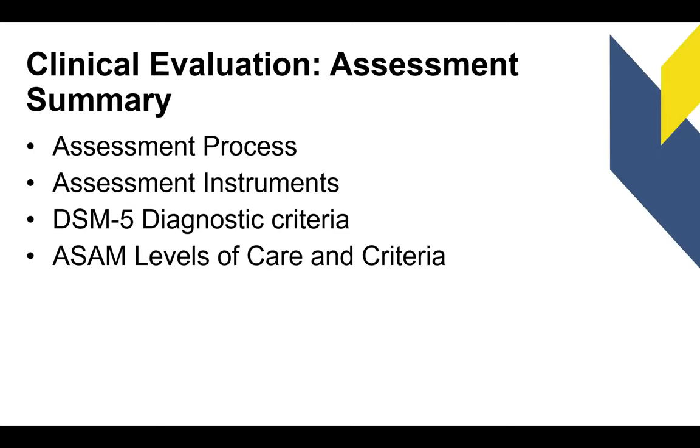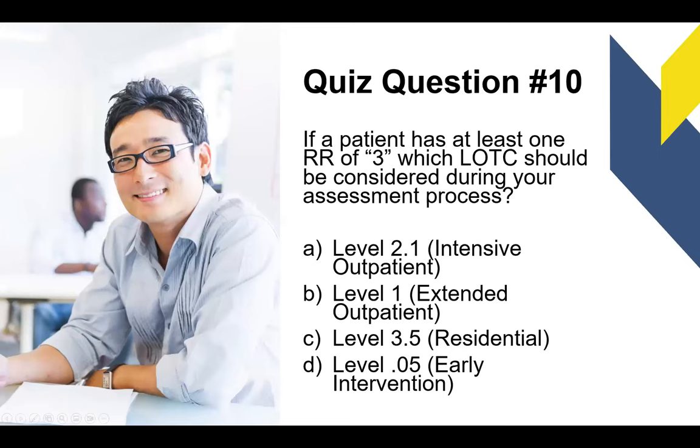Let's wrap this up with a final quiz question. Here it is, ladies and gentlemen. If a patient has at least one risk rating of 3 in those 6 dimensions, which level of treatment care should be considered during your assessment process? At least one risk rating of 3.